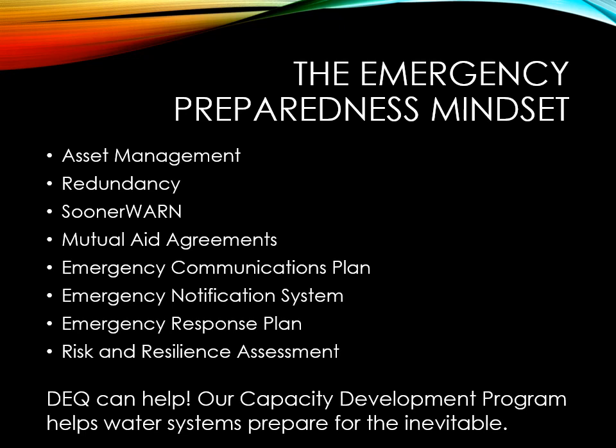Several different organizations are available to assist your water system with emergency preparedness. The Oklahoma Rural Water Association can provide assistance, and they also maintain Sooner Warn. EPA maintains some online tools for the AWIA risk assessments and emergency response plans. And finally, DEQ's Public Water Supply Capacity Development Program can assist with several aspects of emergency preparedness.